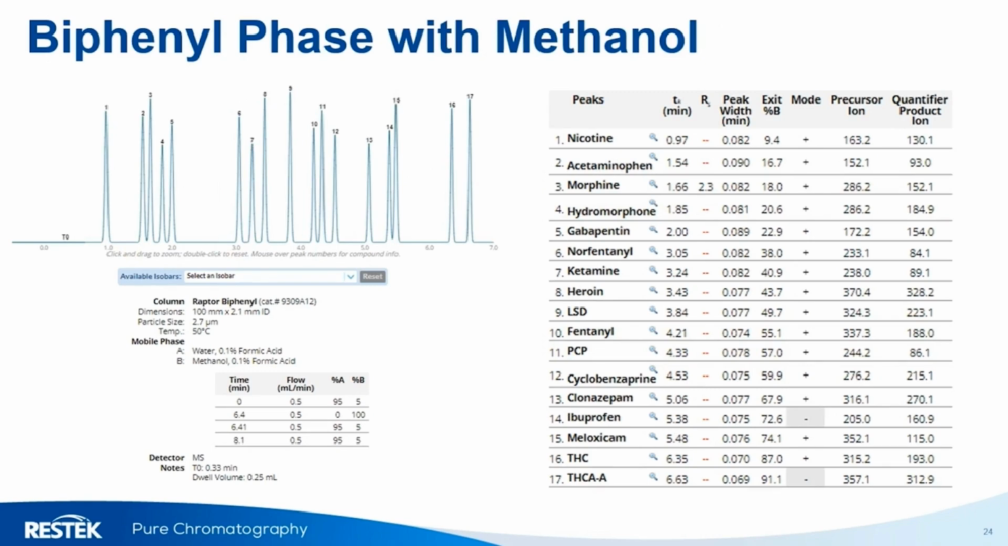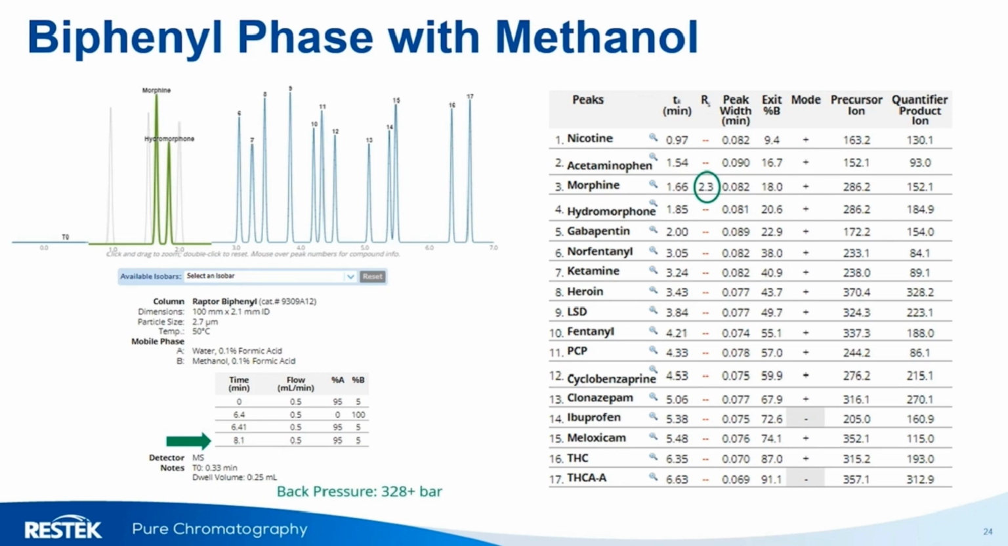Now switching the mobile phase on the biphenyl column from acetonitrile to methanol, I get some good improvements in the overall separation. As you can see, my isobars are still well separated, 2.3 resolution value between those compounds. Peak shapes are good. I don't have any coelutions in my compounds. My runtime is within the 10 minutes that I was looking for.